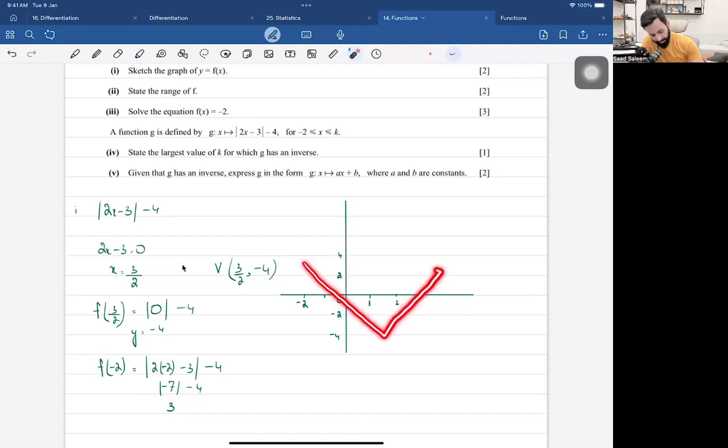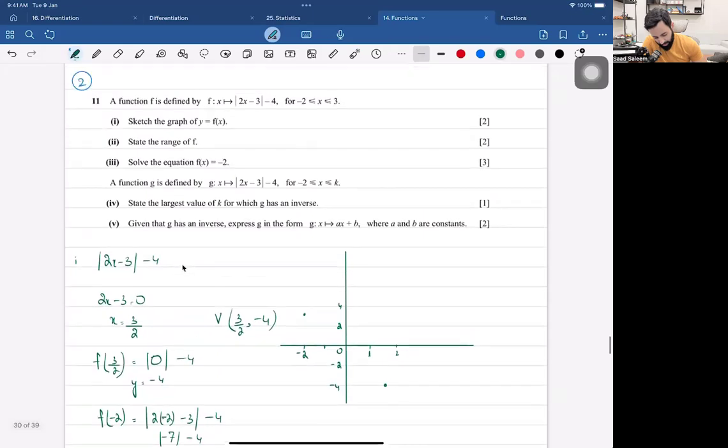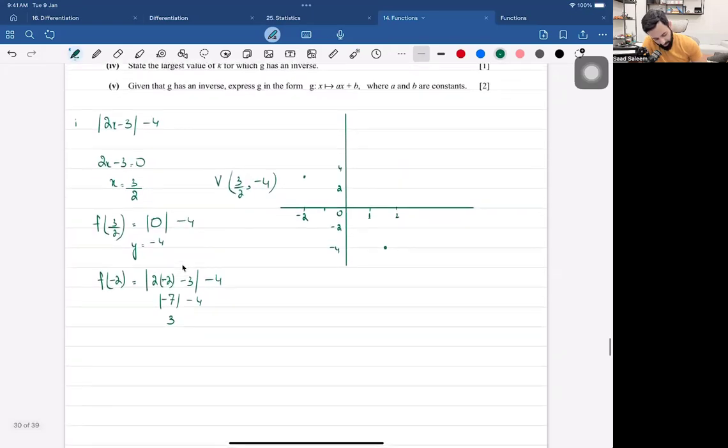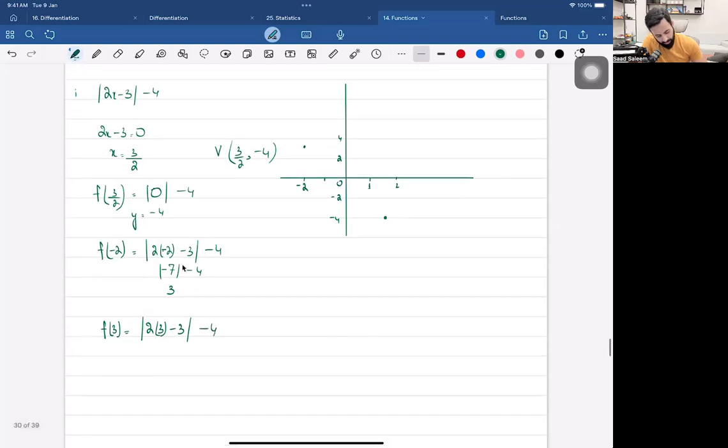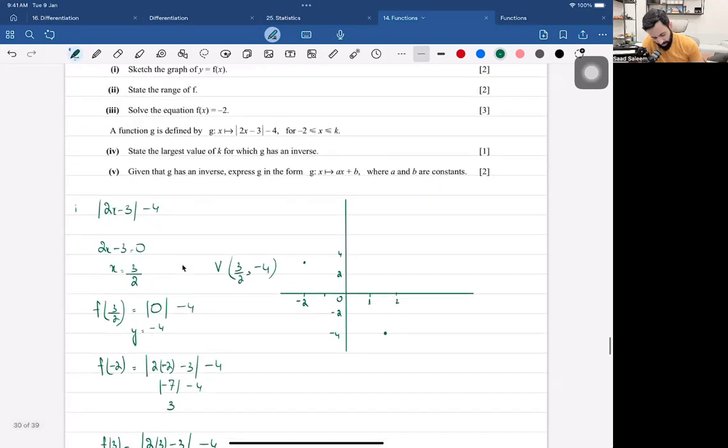Now we want the other point so that we can complete the modulus graph. How will we get the other point? We'll get it by simply plugging in 3. So that would be 2 times 3 minus 3 inside the modulus, minus 4. 2 times 3 is 6. 6 minus 3 is 3. Modulus of which will also be 3. So it's going to be 3 minus 4, which is equal to minus 1.